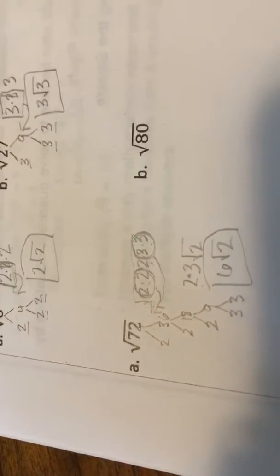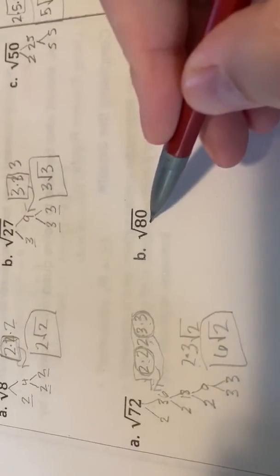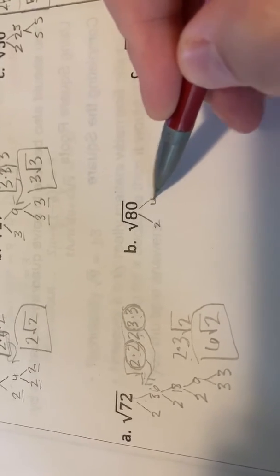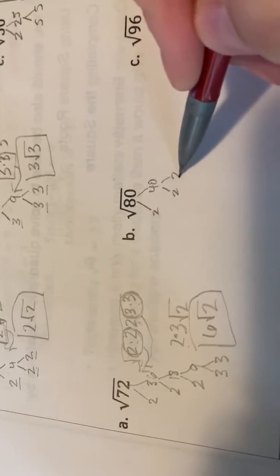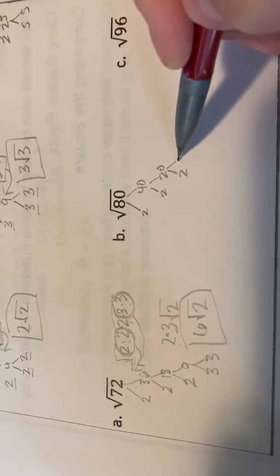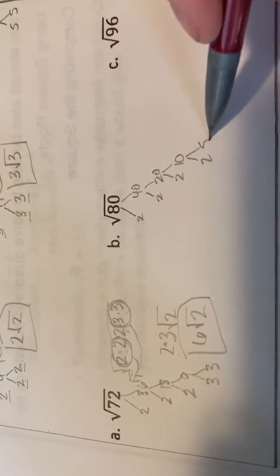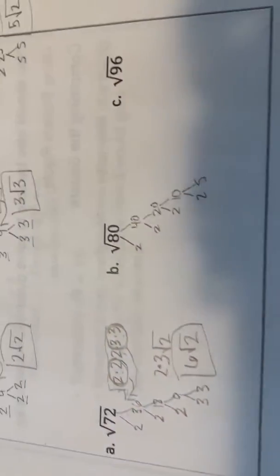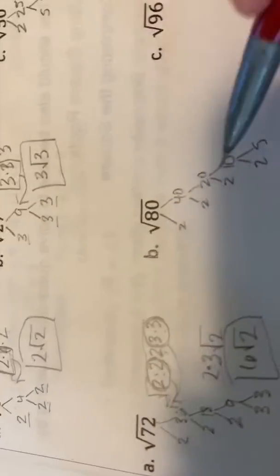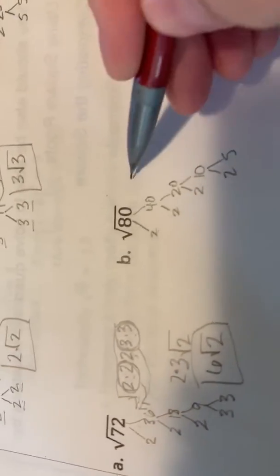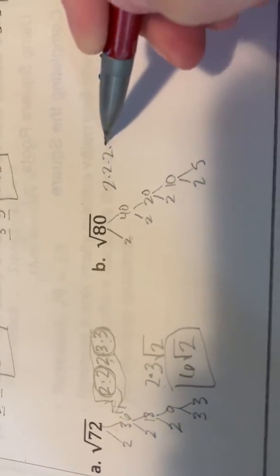Okay. All right, let's try 80. 2 times 40. 40 is 2 times 20. 20 is 2 times 10. 10 is 2 times 5. Okay, so what I have is I have 2, 2, 2, 2, and a 5. You can write that out if you like to be organized.